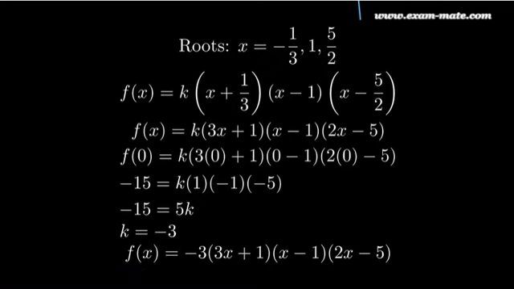Now for part B, we need to find where f(x) is less than 0. Looking at our graph, we can see that the function is negative between -1/3 and 1, and also from 5/2 onwards to infinity. We can write this in interval notation as x is in the interval from -1/3 to 1, union with the interval from 5/2 to infinity.